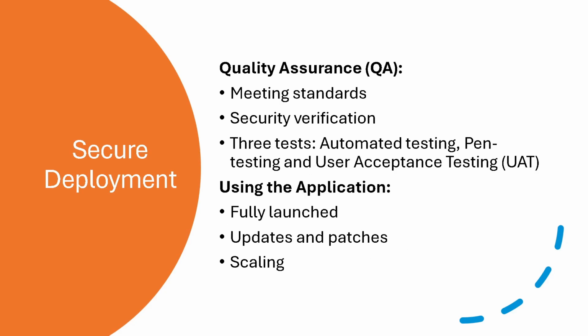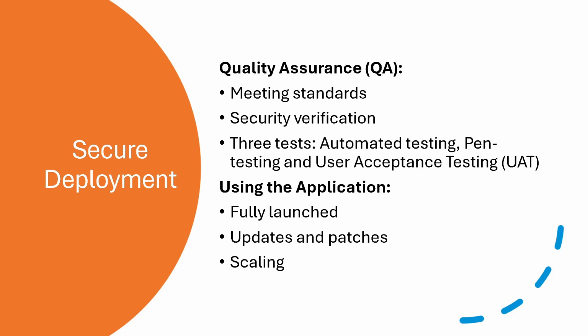Quality assurance, or QA. QA involves verifying and testing the application to ensure it meets the required standards and functions correctly. We use three kinds of tests for quality assurance: automated testing, penetration testing, and user acceptance testing.